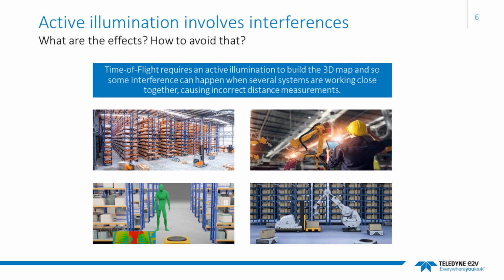We just said that time of flight requires an active illumination to build the 3D map. So some interferences can happen when several systems are working in the same area because the light from one system can fill in the phases of another system, causing wrong distance measurement, which can quickly lead to collisions, accidents, or other big issues if an object is not detected at its real distance. We can, for example, think about markets like logistics, robotics, or obviously safety.